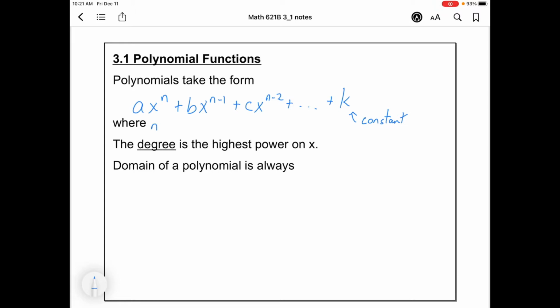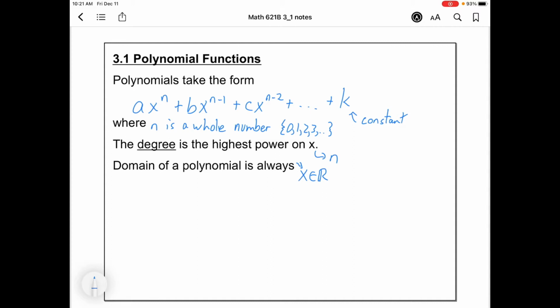Okay, and it's where n is a whole number. So that's the set of numbers 0, 1, 2, 3, all the way up to infinity. But no fractional powers, no negative powers. The degree is the highest power on x. So in a polynomial, that's going to be the n from this form. And the domain of a polynomial is always all real numbers. If polynomials were an ice cream flavor, they would be vanilla. They are functions that behave really nicely. They're always smooth. They exist everywhere.